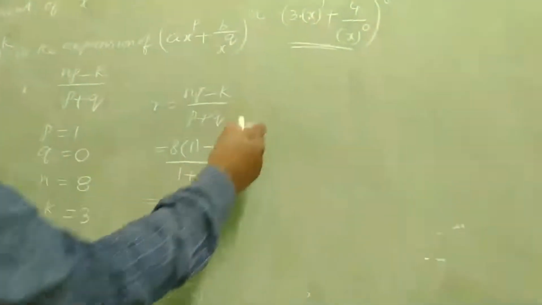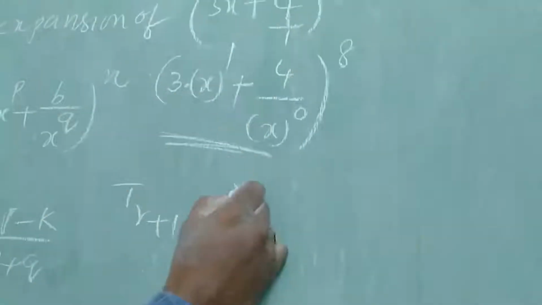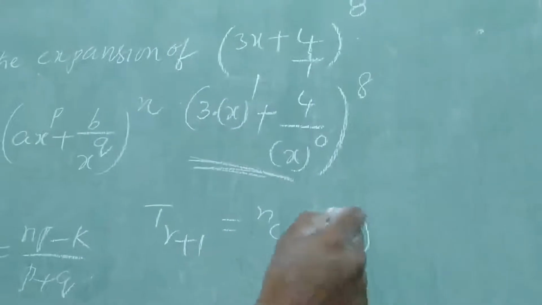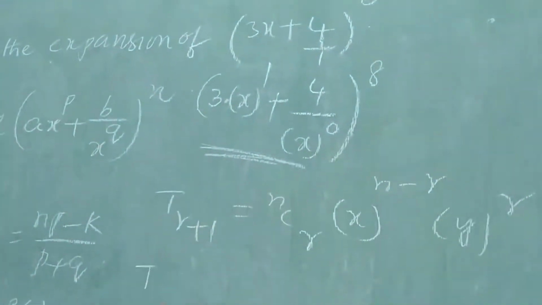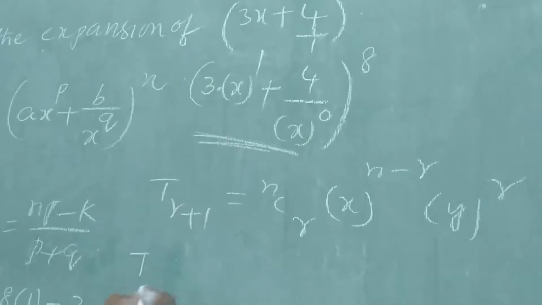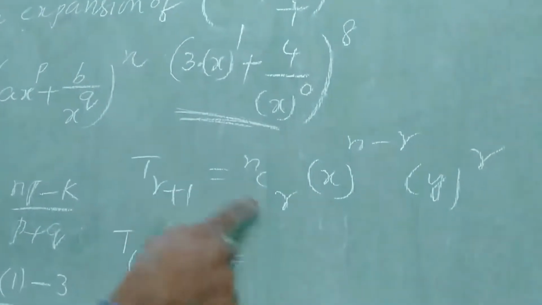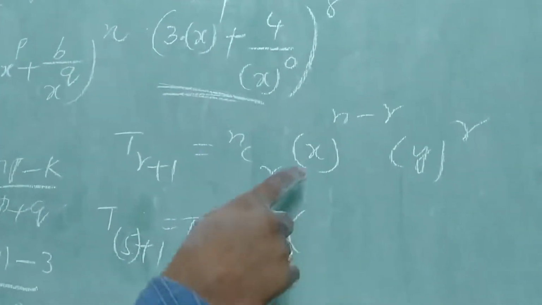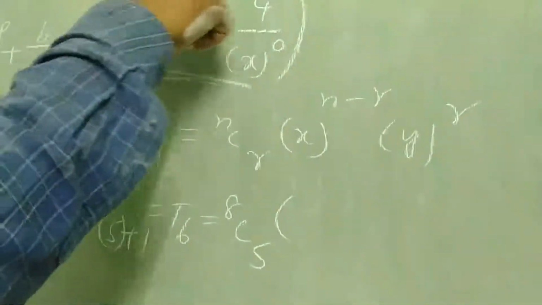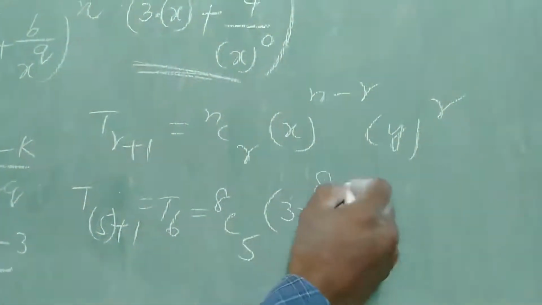Therefore, how do you find the coefficient of x cube now? By using the general term. T(r plus 1) is equal to nCr x to the power of n minus r, y to the power of r. So T(5 plus 1), r is equal to 5. That is T6, that is equal to 8C5 times x, what is x? 3x, whole to the power of n minus r, 8 minus 5.